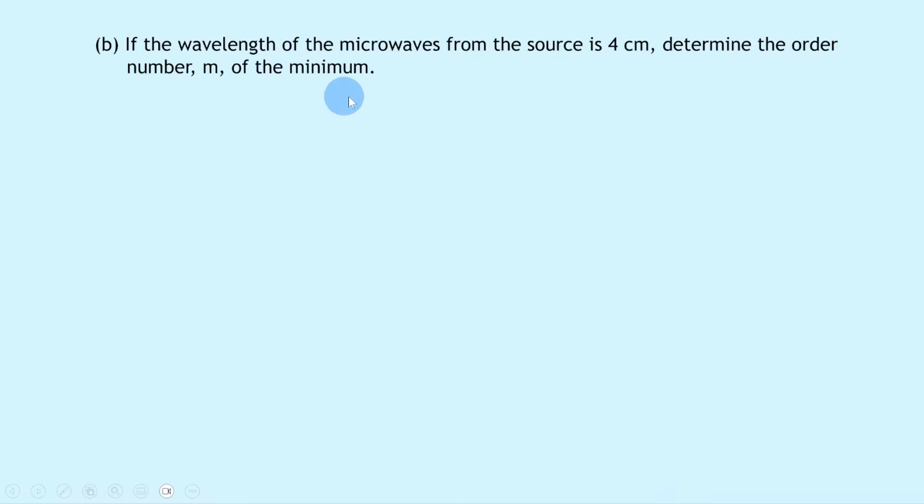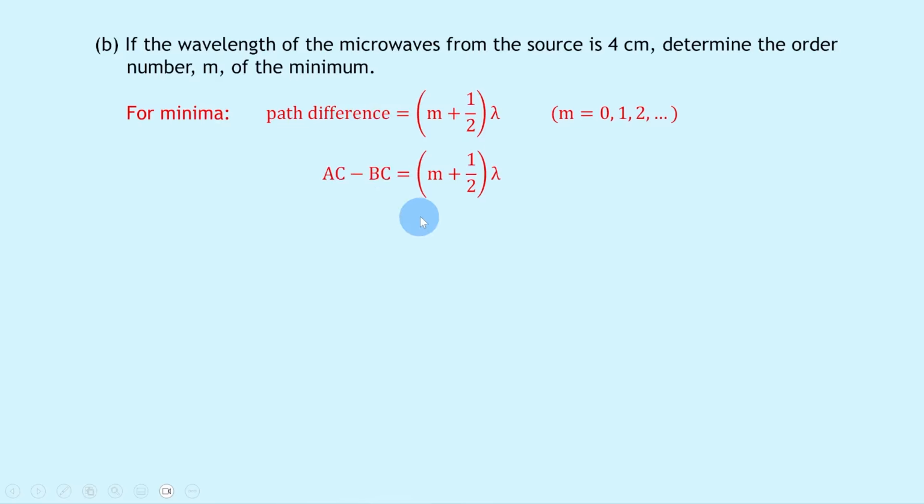Lastly, part B says if the wavelength of the microwaves from the source is 4 centimeters, determine the order number m of the minimum. Well, because we're talking about minima here, we're going to use the equation for minima, which is path difference equals m plus a half lambda, where m equals 0, 1, 2, and so on. So substituting in our expression for path difference here, we have AC minus BC equals m plus a half lambda, where we're starting with AC because that distance is greater than the one for BC. And we know that that is 61 minus 51, which will give us 10 on the left hand side, and that is equal to m plus a half times 4, where 4 centimeters is your wavelength.